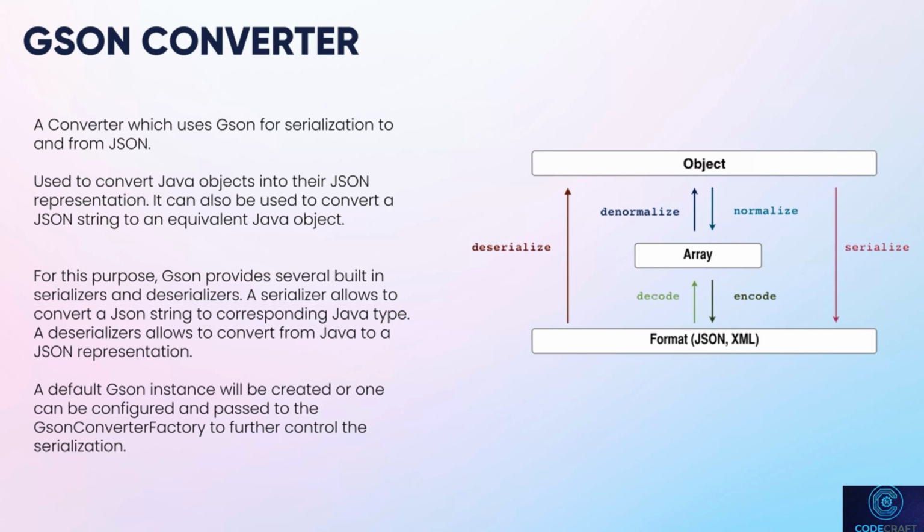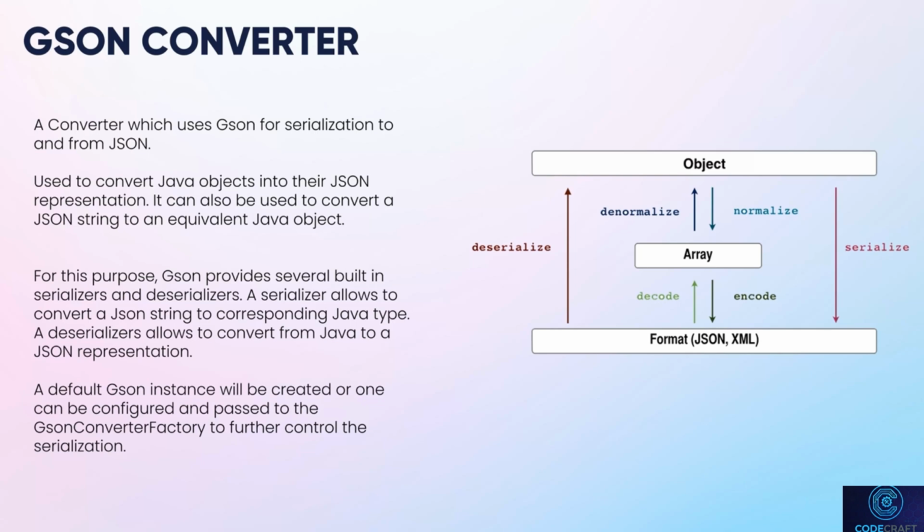In Retrofit, you typically configure the JSON Converter as part of your Retrofit instance. So the JSON Converter is used to convert Java objects into their JSON representation. It can also be used to convert a JSON string to an equivalent Java object. Think about JSON converters as used for serialization and deserialization of JSON responses.